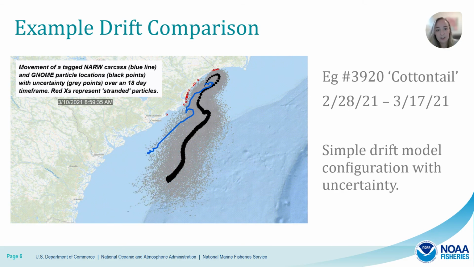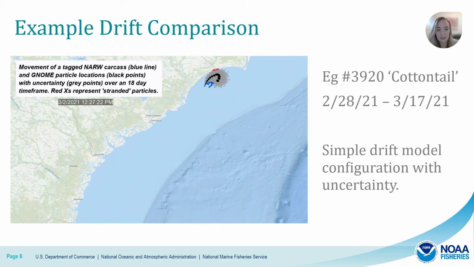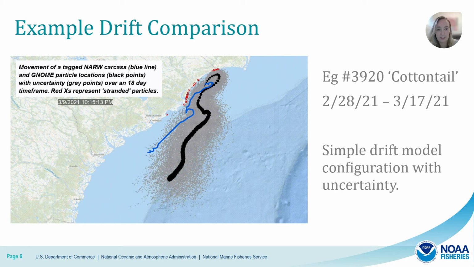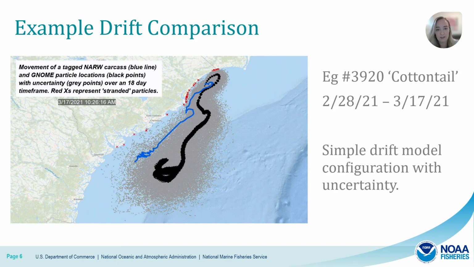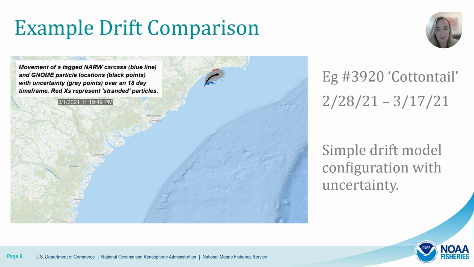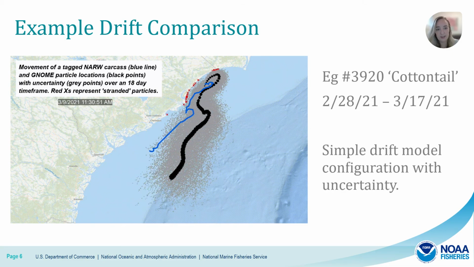The drift model output shown here consists of 1,000 generic particles released at the location at which the carcass tag was first attached. The black dots represent the best guess locations of those particles through time, while the gray dots are the locations of those same particles, but incorporating more randomness and uncertainty into their movement. The red X's you see popping up along the coast indicate where a model particle has come ashore and not refloated. As you can see here, there is a similarity in the shape and direction of the drift patterns during most of the time frame.